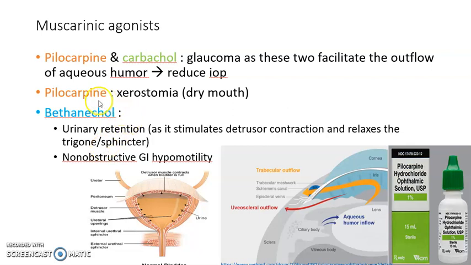So still on the topic of botanical. Botanical is also used for non-obstructive GI hypomotility. So if your gastrointestinal tract is not really moving, there is less peristalsis happening, and there is no obstruction causing that, you can also try botanical.